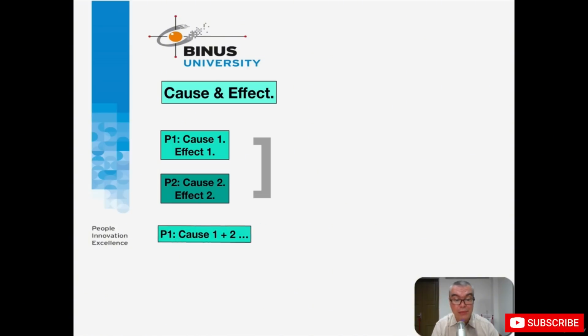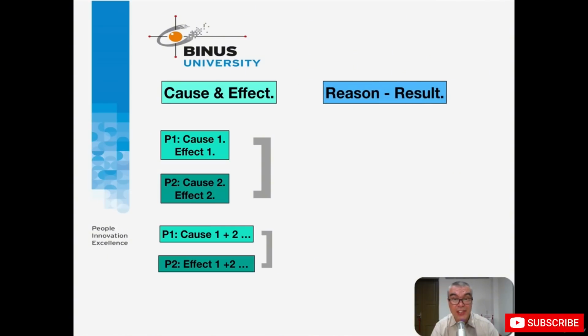But there's another way. Another approach could be to take both causes together. So paragraph 1 discusses cause number 1 and cause number 2. And then paragraph 2 discusses effect number 1 and effect number 2. Both of these are quite possible because both of them have a logical, clear progression, and each paragraph focuses around a main idea. And you have to decide which is the most appropriate for the message that you're trying to convey. Okay, that's cause and effect.